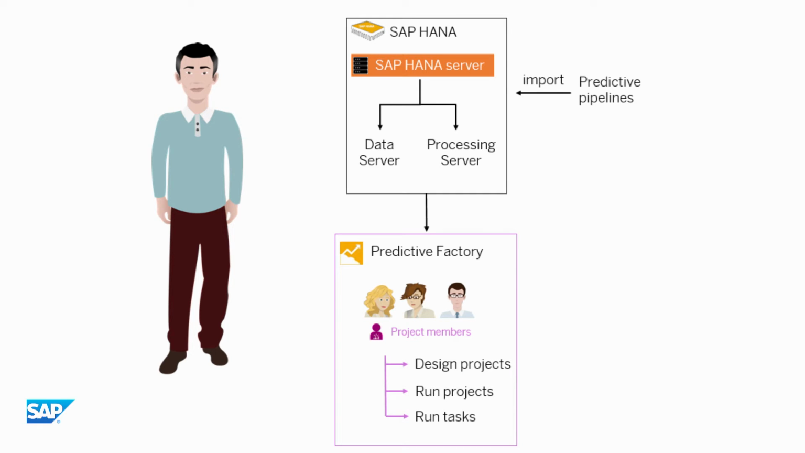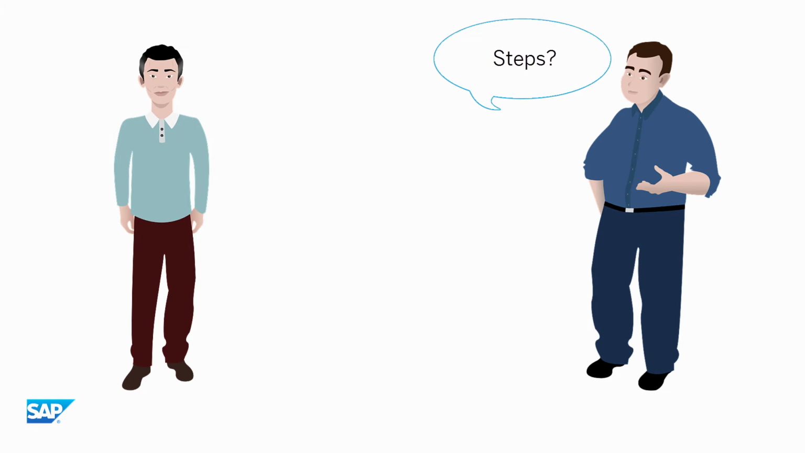This server will also allow Predictive Factory users to access datasets registered in your SAP HANA database, and they can be used directly in Predictive Factory to forecast models. Hey, that's interesting. What do I need to do to configure an SAP HANA Server?